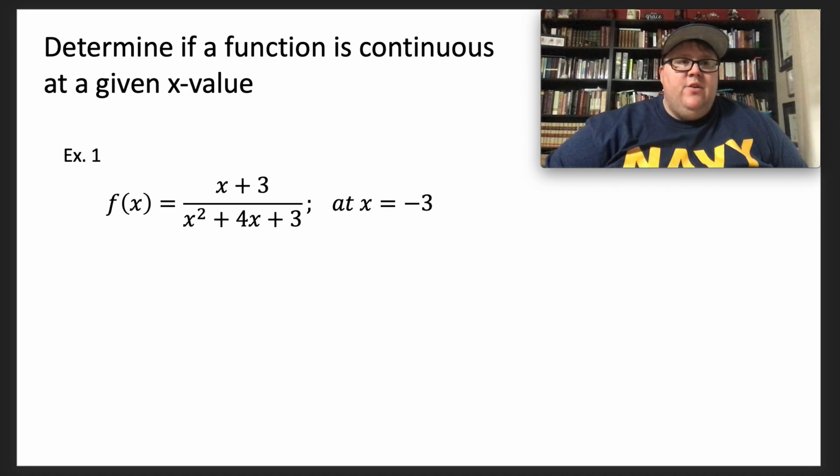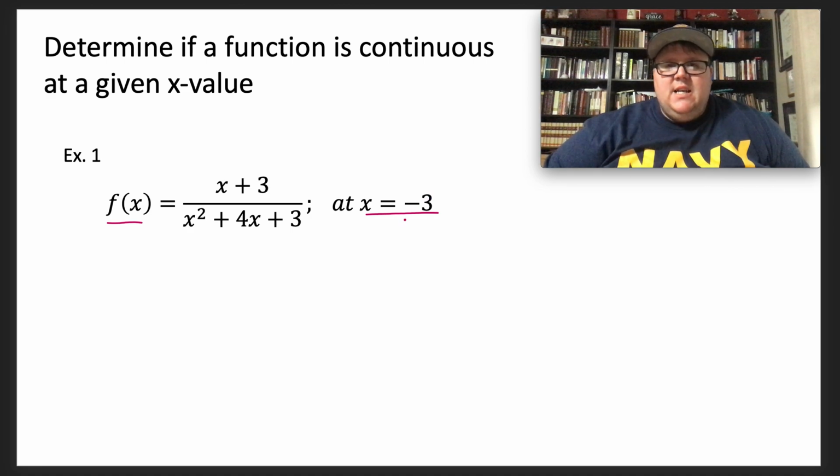given x value. So in this case, we have our x value as x equals negative 3, and this is our function f of x equals x plus 3 over x squared plus 4x plus 3. So you're going to determine if it's continuous at this value, and if it is continuous, just write continuous. If it is not continuous, you're going to write what type of discontinuity it is.